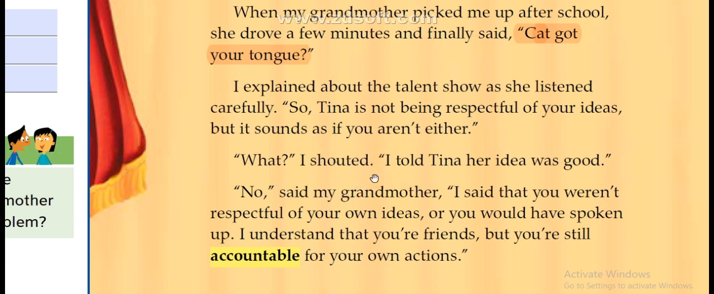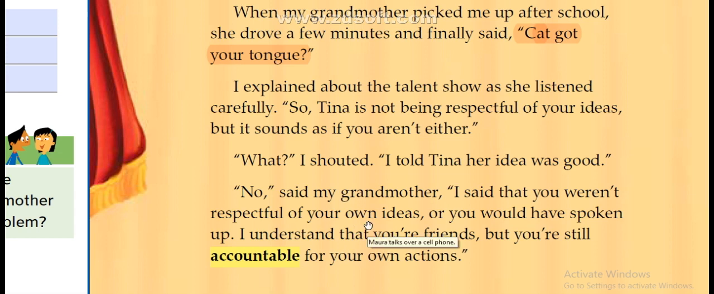What? I shouted. I told Tina her idea was good. So Mora felt surprised. She told her grandma, what? No, I told Tina her idea was good. No, said my grandmother. I said that you weren't respectful of your own ideas, or you would have spoken up. So grandma told Mora, I always say Tina, but it's Mora, okay? So grandma told Mora that Mora is not respecting her own ideas.